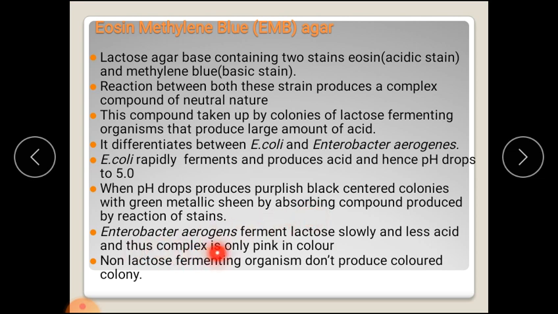But Enterobacter aerogenes slowly ferment the lactose and hence the colony appears only pink. Due to fast fermentation of lactose, there is a sudden decrease in the pH and color change in the colony. But as Enterobacter aerogenes slowly ferment the lactose, only pink colonies are formed. And non-lactose fermenting organisms will not produce any colored colony.